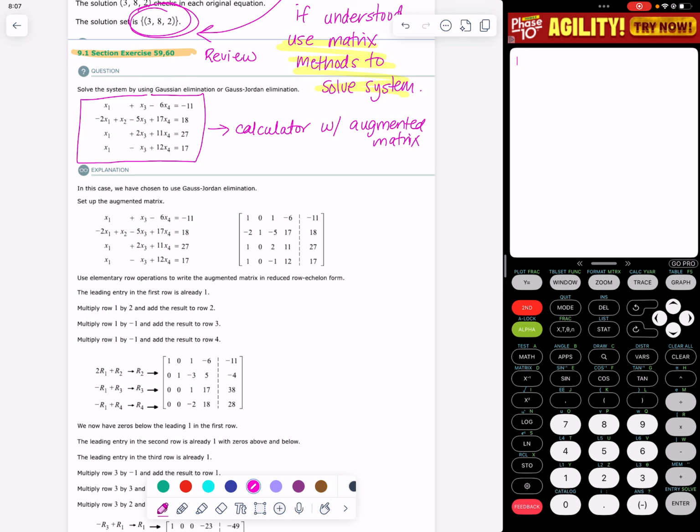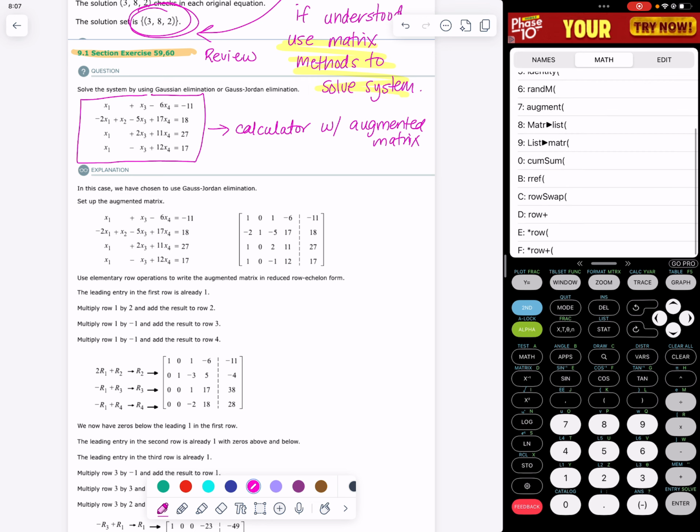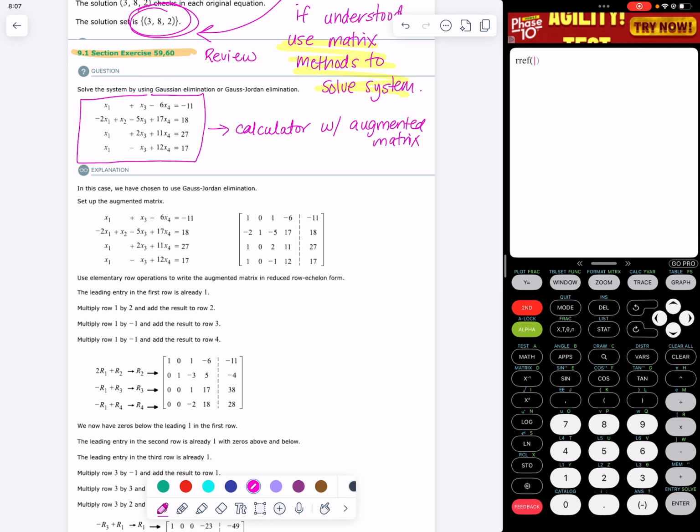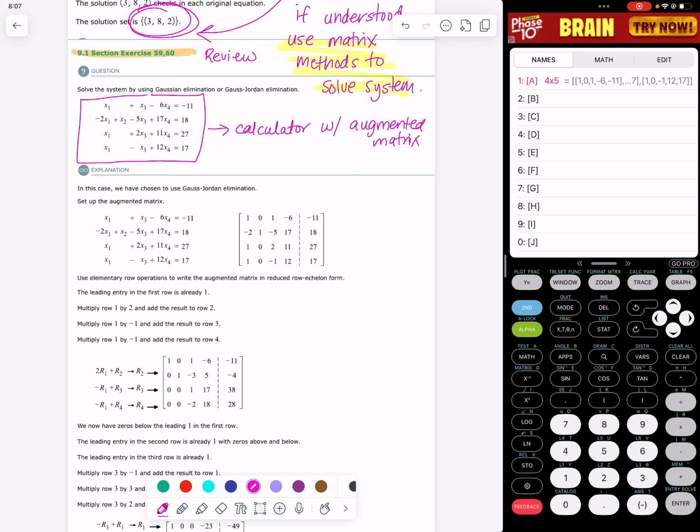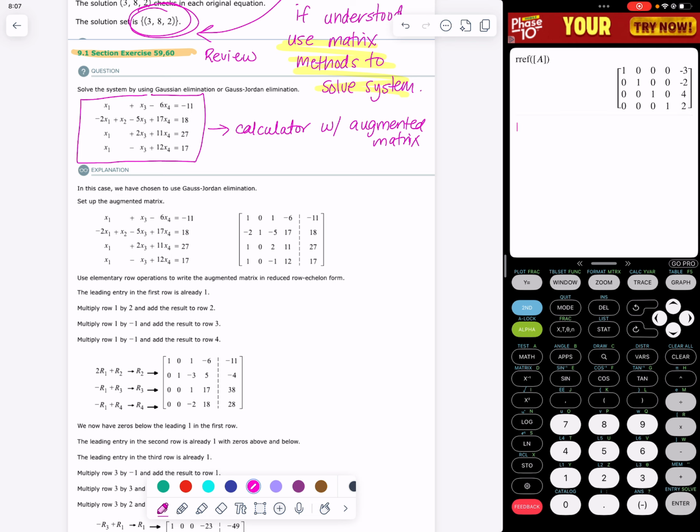Now we're going back to 2nd matrix. We are going to do some math, and we are going to choose RREF. We're going to go back to 2nd matrix to grab matrix A under the names menu. And there we go. This is our solution matrix. What do you notice? You can see that the diagonal is all ones with 0 above and 0 below in those triangles. So we are definitely in reduced row echelon form.